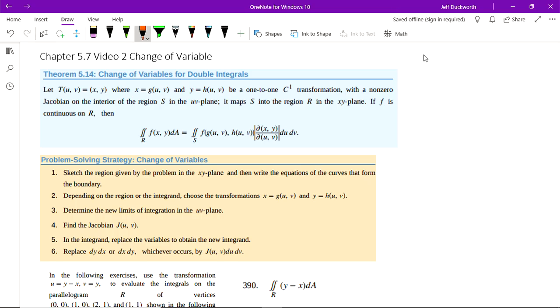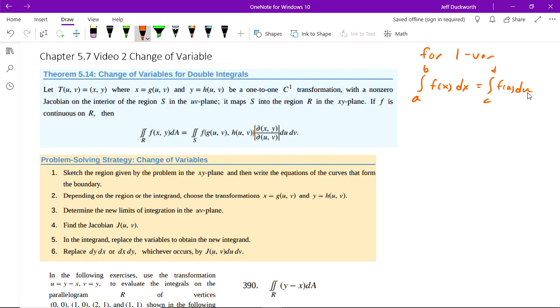So, for one variable, we used to have some integral from a to b of f of x dx. We would then use a U substitution to go to some integral from c to d of f of u du. That's what we did with one variable. Now we're going to do it with two variables instead.